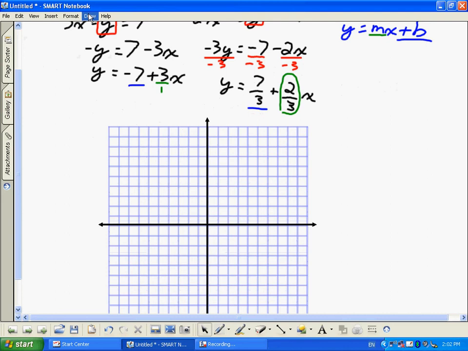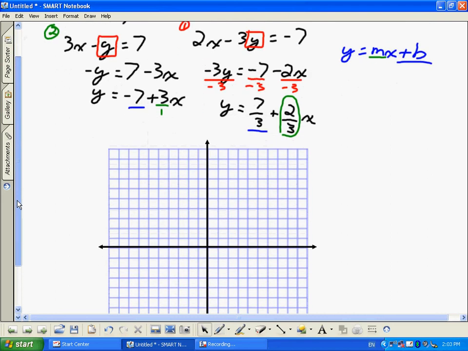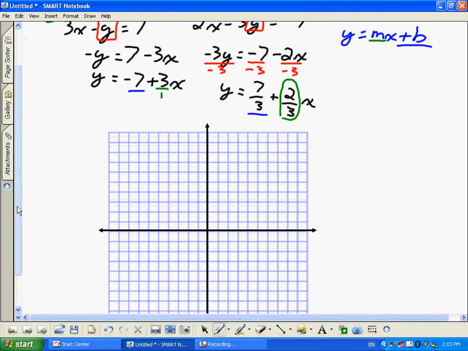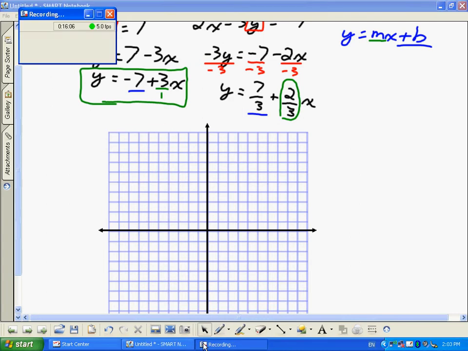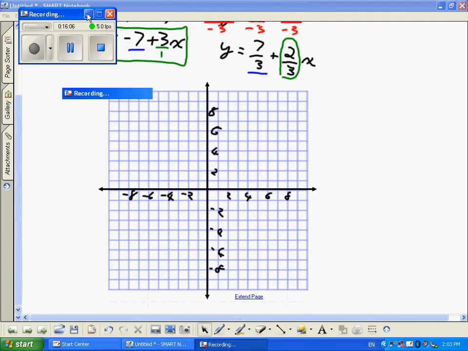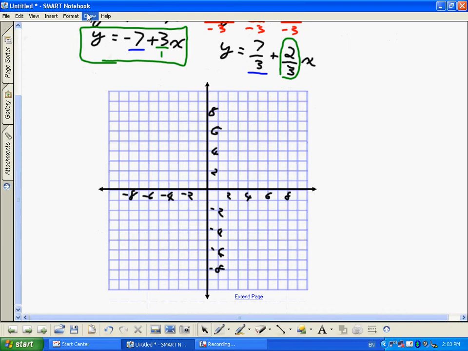Okay, so we have our two equations. We're going to graph the second equation. We'll do it in green. We'll graph the second equation first. Our y-intercept is negative 7. Let's make sure we get some numbers here. Okay, so our y-intercept in our second equation, we're doing it in green, is negative 7. So that means I go down the y-axis to negative 7. That is 1 point on the graph.